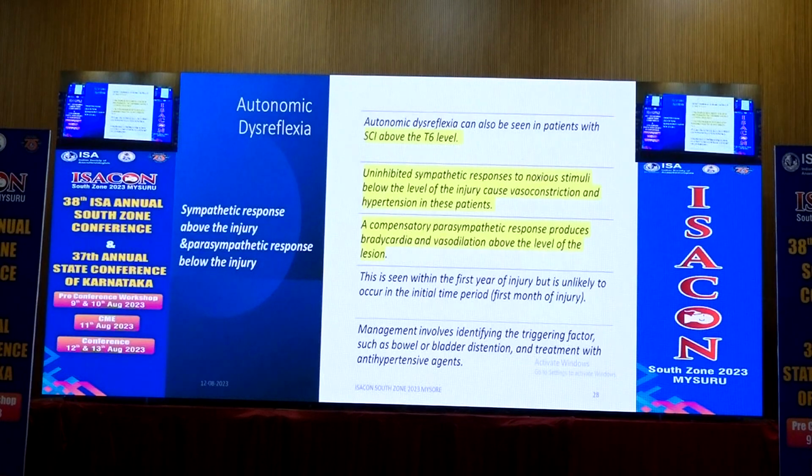And next, coming to autonomic dysreflexia, this is nothing but the sympathetic response above the injury is going to be exaggerated, and there is going to be exaggeration of the parasympathetic response below the injury. This is usually seen within the first year of injury, but it is unlikely to occur within the initial time period. So this is just for information I have put this slide. This is not within our scope.